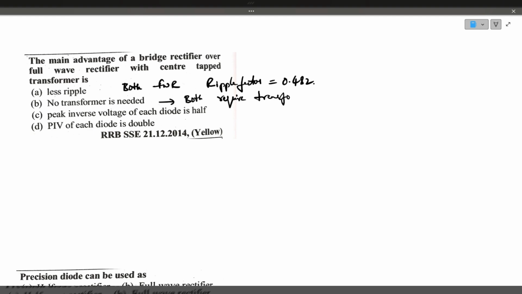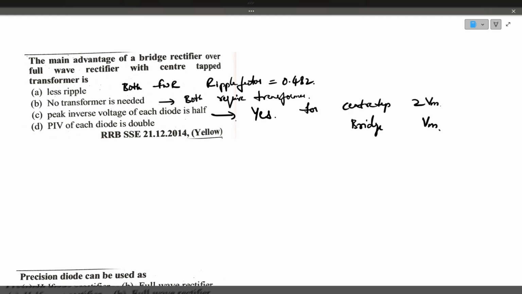Only thing is bridge requires a normal transformer, center tap requires a center tapped transformer. Third thing is the peak inverse voltage of each diode. For center tap, peak inverse voltage is 2 Vm, 2 times of Vm. Whereas for bridge, it is Vm.